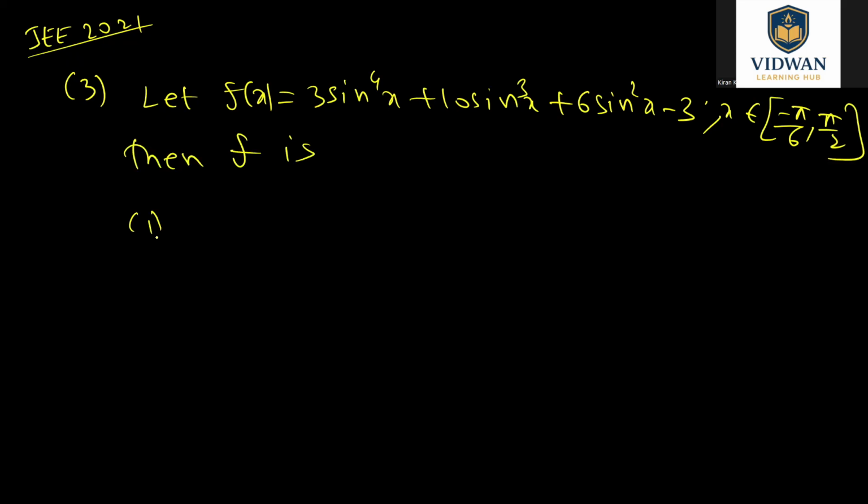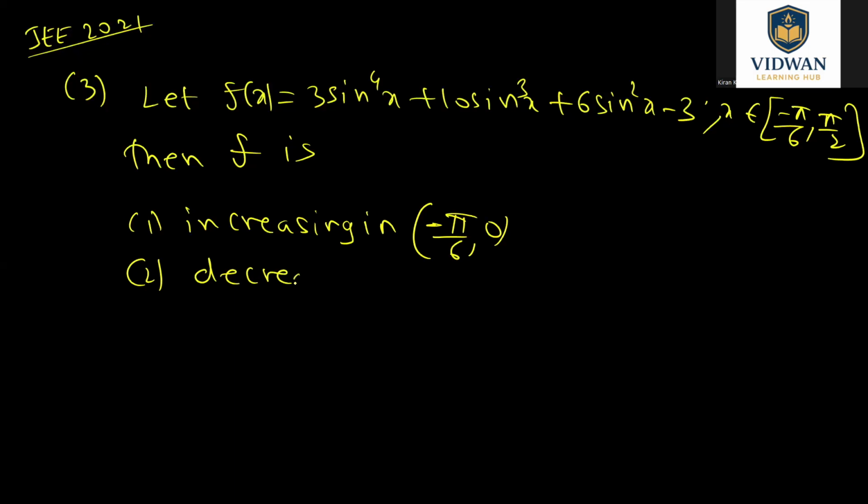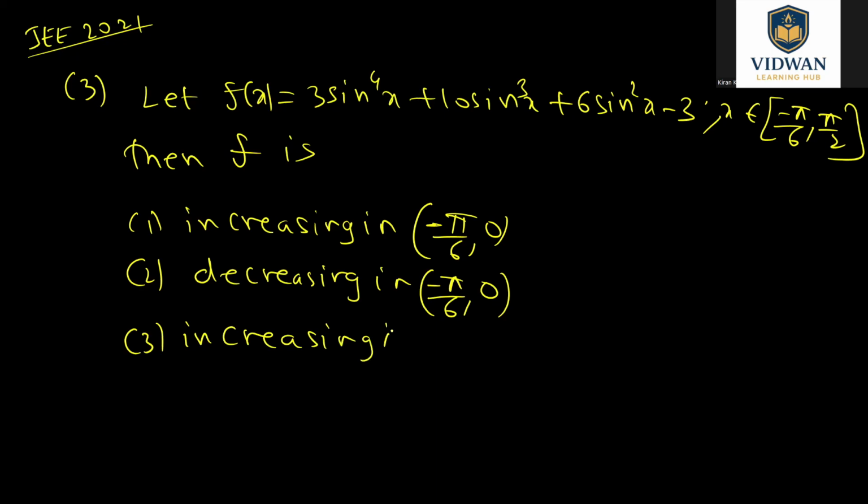First option, increasing in minus pi by 6 to 0. Second option, decreasing in minus pi by 6 to 0. Third option, increasing in minus pi by 6 to pi by 2. Fourth option, decreasing in 0 to pi by 2.